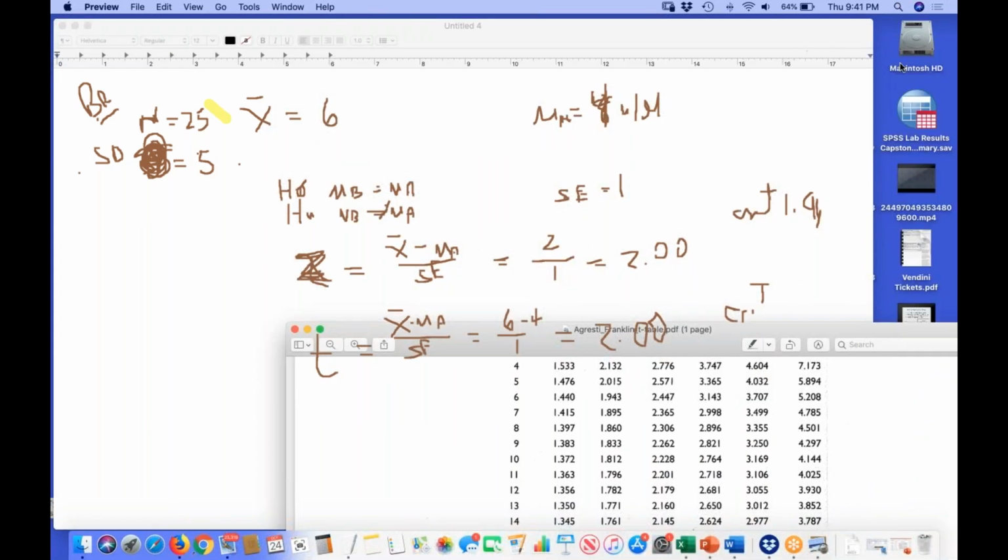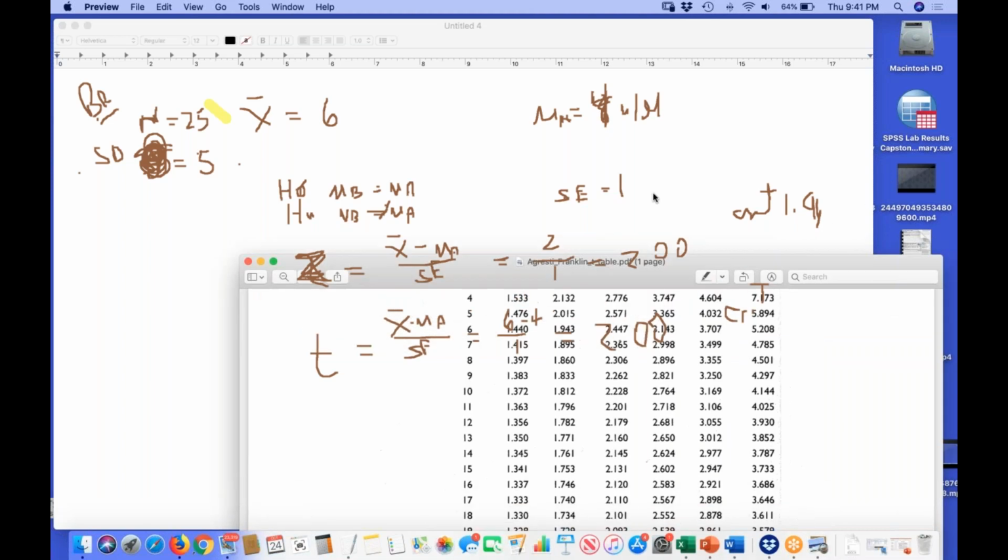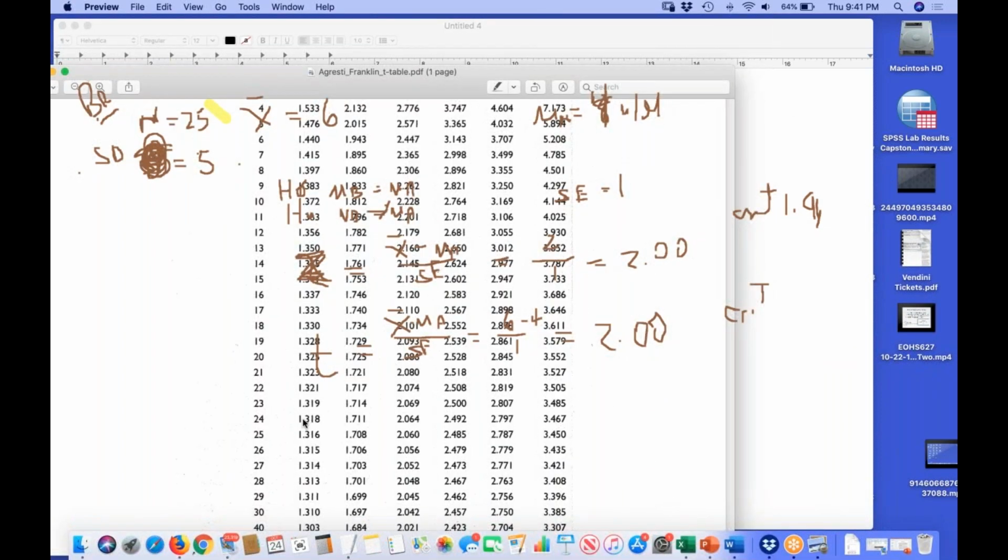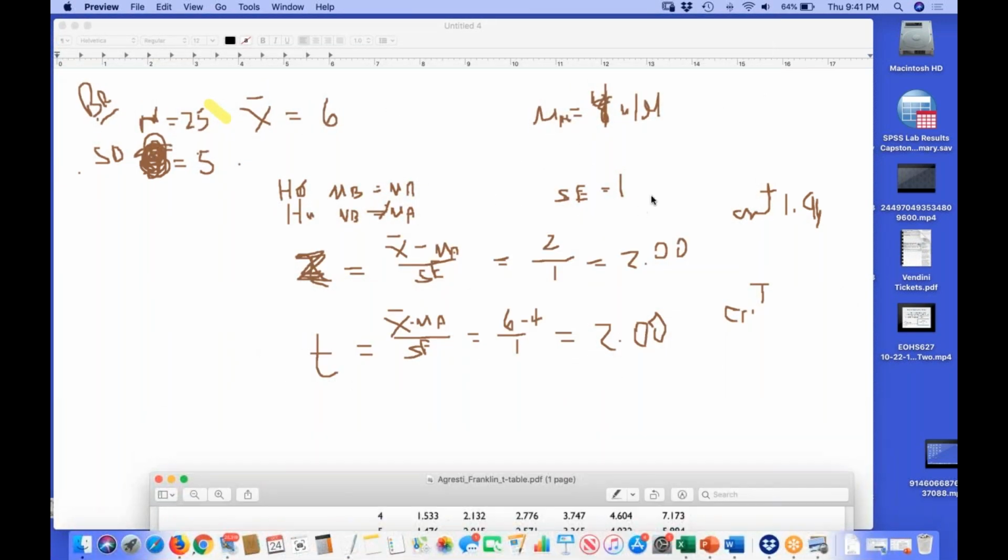Okay, so let me switch to pointer and pull this up. For 24 degrees of freedom, what does t have to be equal to? 2.064. Familiar? Yep. Okay. Let me get my pen back. So my critical value of t is 2.064.